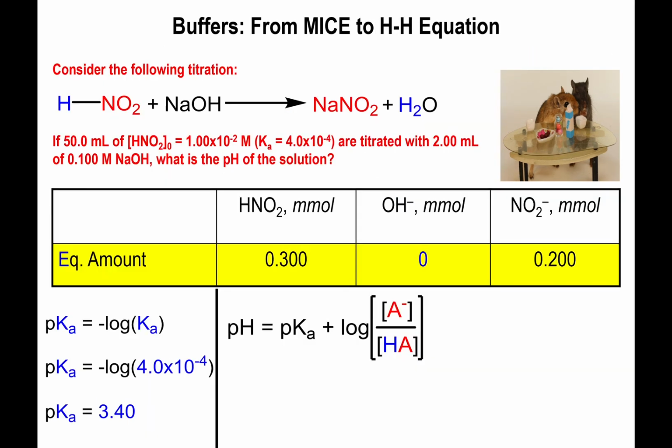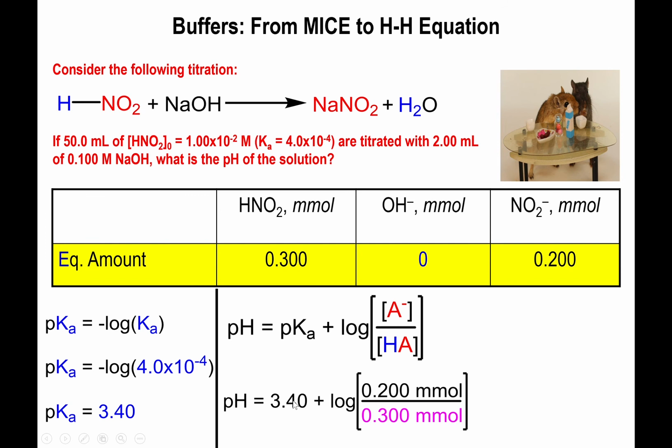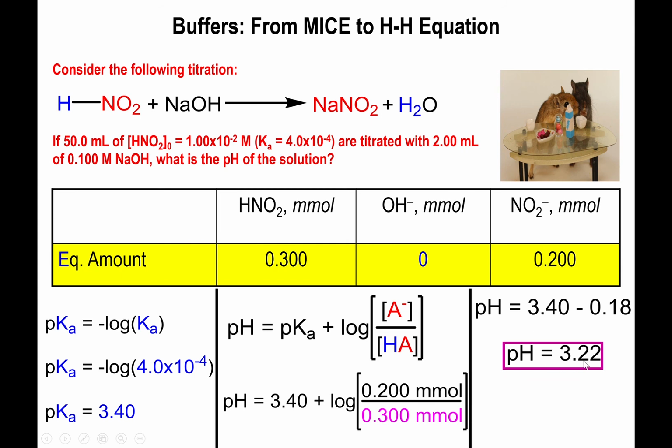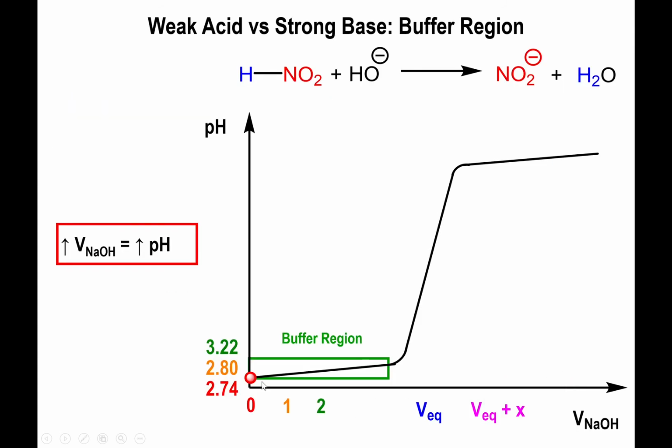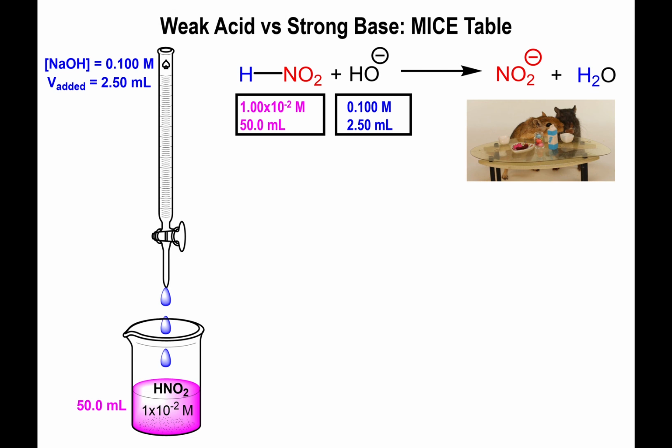At this point, switch over to the Henderson-Hasselbalch equation. The pKa is still the same since it's the same acid that we're dealing with. So we input 3.40 plus the log of 0.2, which is the base, divided by the acid, which is 0.3. You're going to find out that the log of that ratio is negative 0.18. Added to 3.40 tells you that the pH is 3.22. And looking at the graph, you see that the pH has gone up yet again upon adding that extra ml of hydroxide. So let's do this one more time.